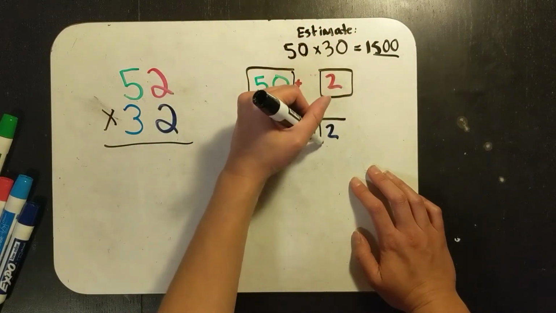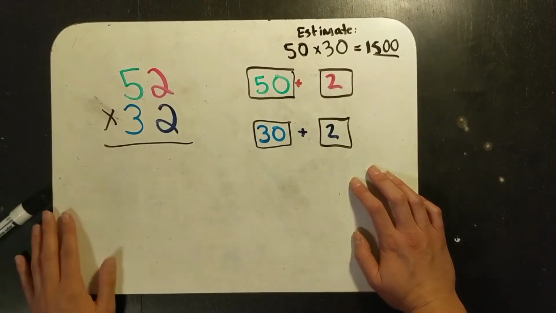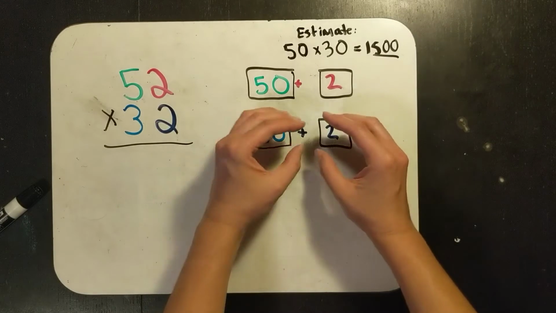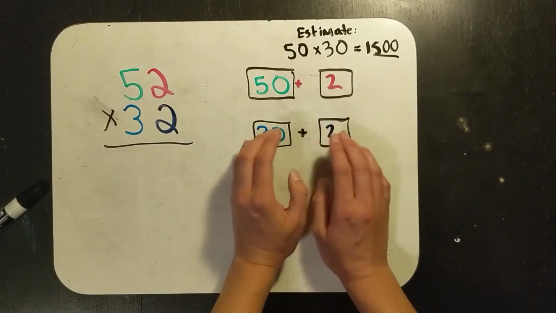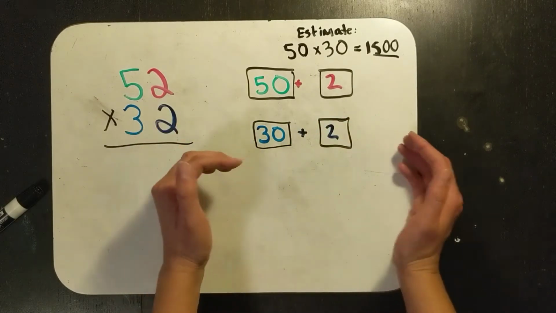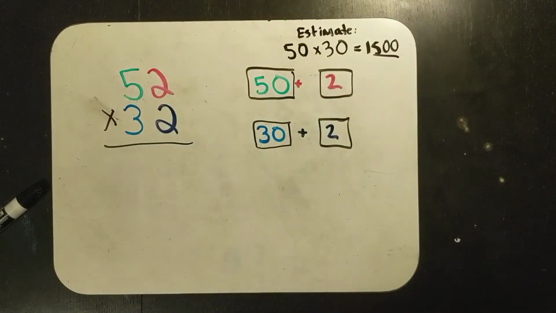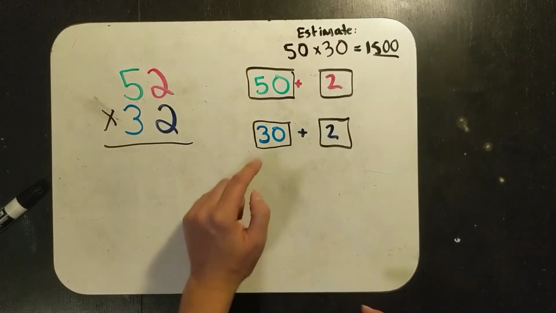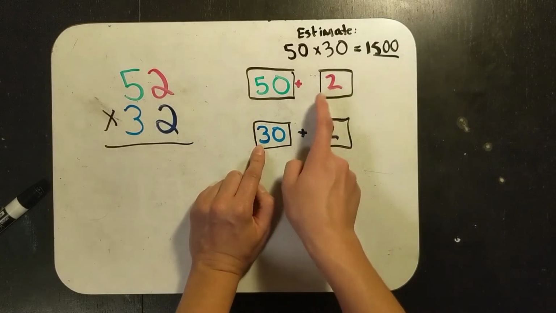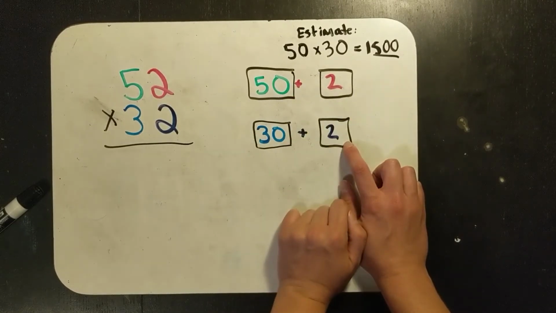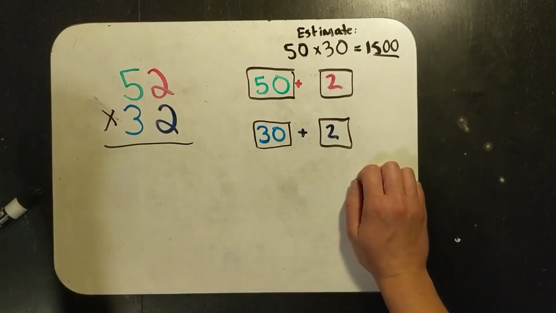Now I like to think of this as like a sports competition or a boxing match where the 30 and the 2 are on a team. You know, they came together, so they're never going to fight each other. And the 50 and the 2 are on a team, so they're never going to fight each other. But they came to fight the other team. So the 30 needs to fight with the 2 and the 50. And the 2 also needs to fight with the 50 and the 2. And that's it. So watch how I do this.